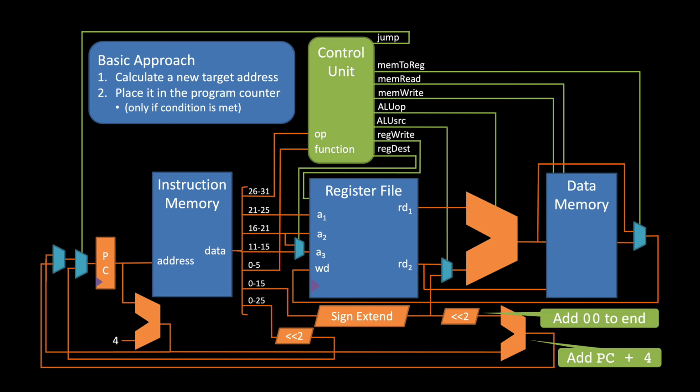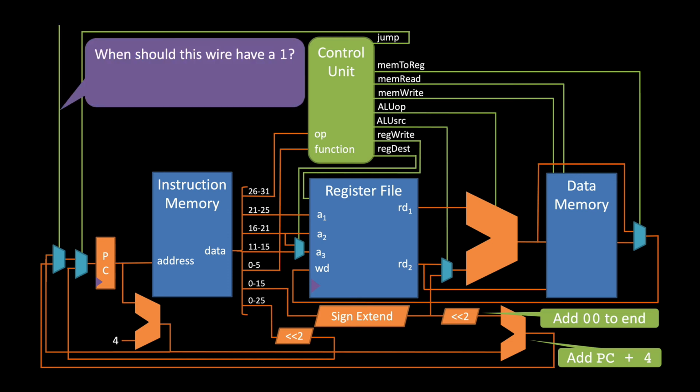Think about it. When should the selector wire have a 1 on it? Well, it should only have a 1 on it when both the instruction is a branch and the two source registers are equal. If either of those conditions is not met, we want to run the next instruction as normal. All right, so let's add a control wire indicating whether or not the instruction is a BEQ.